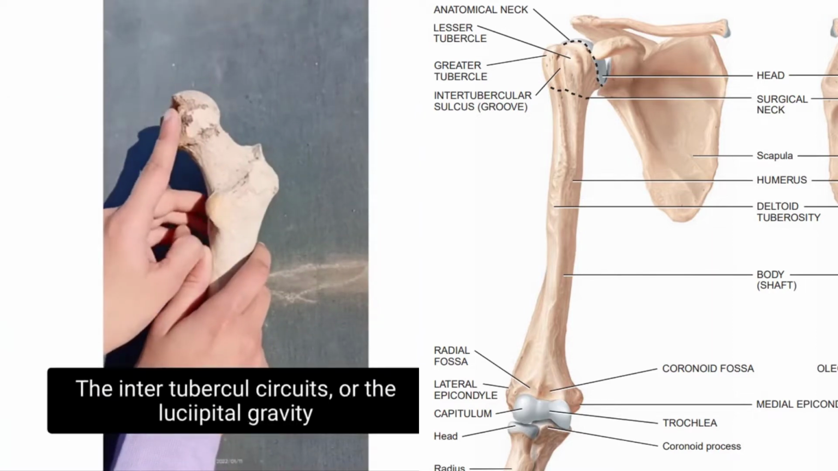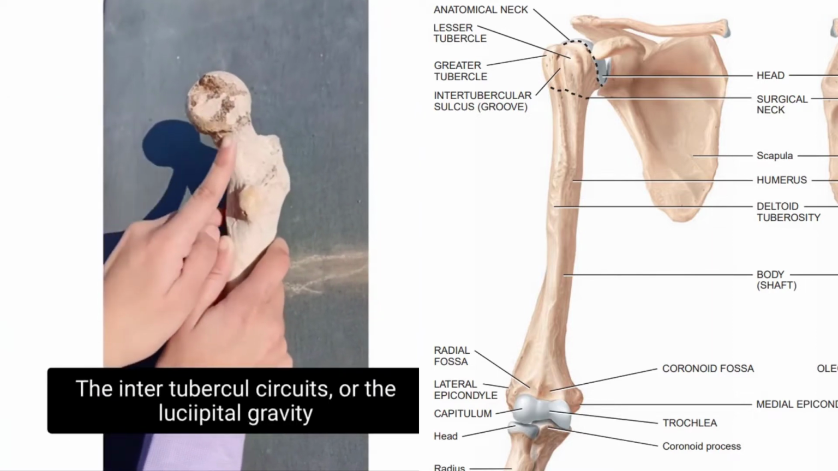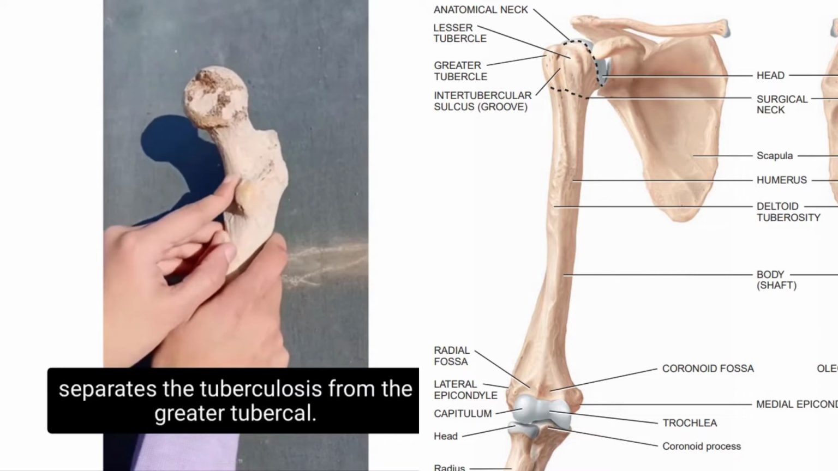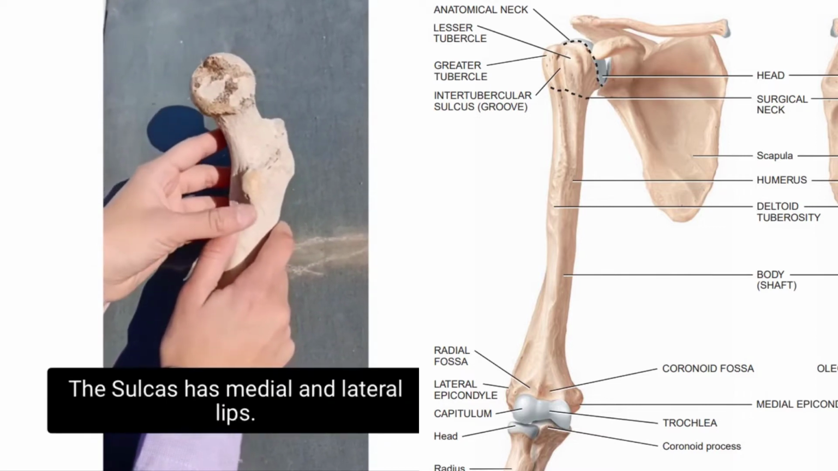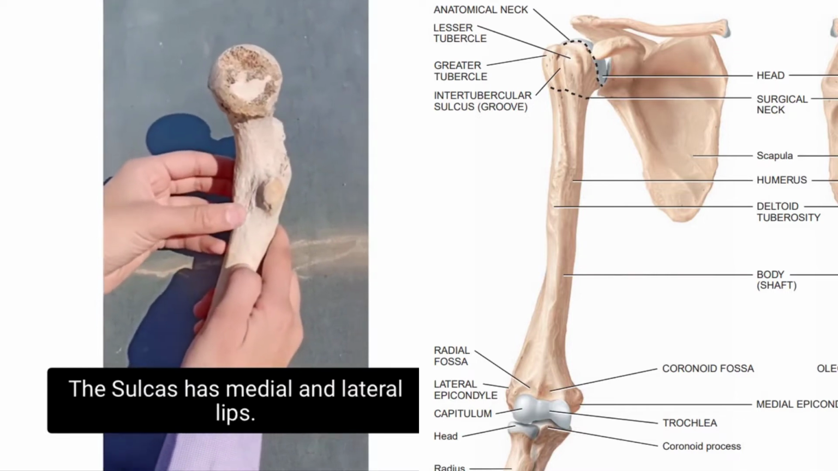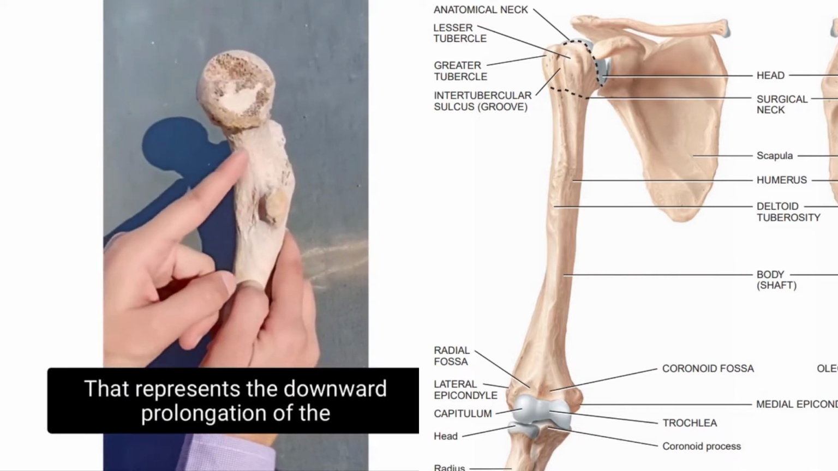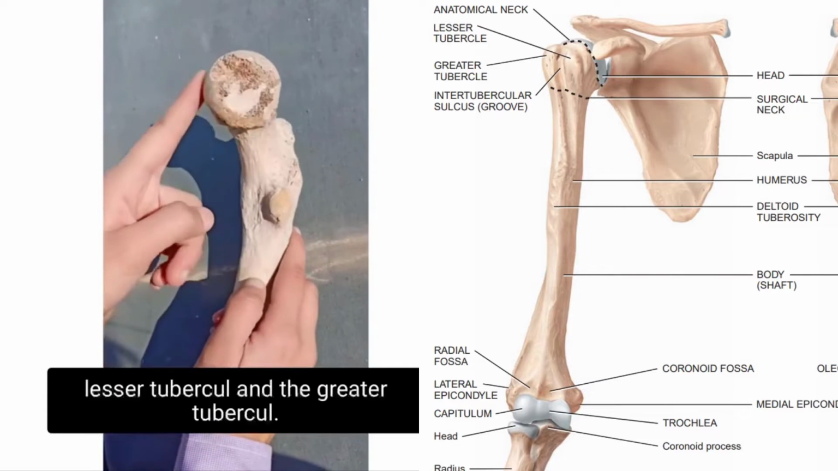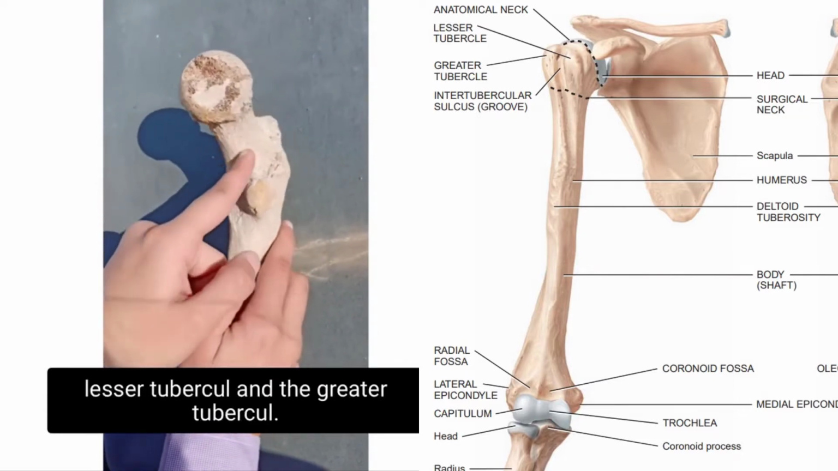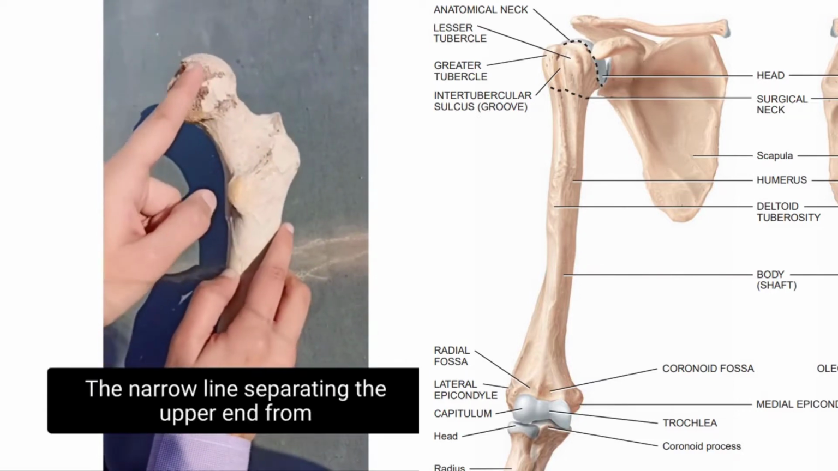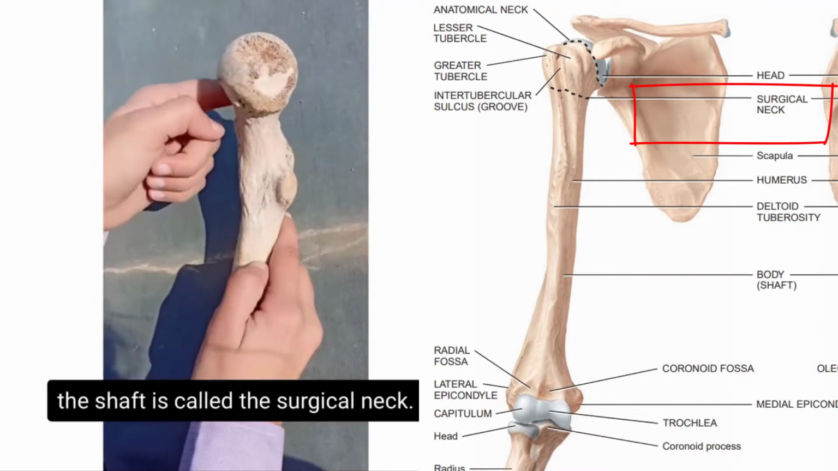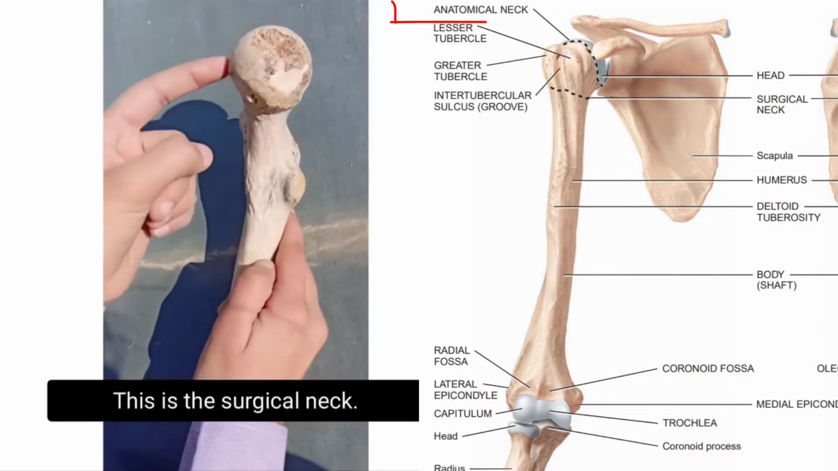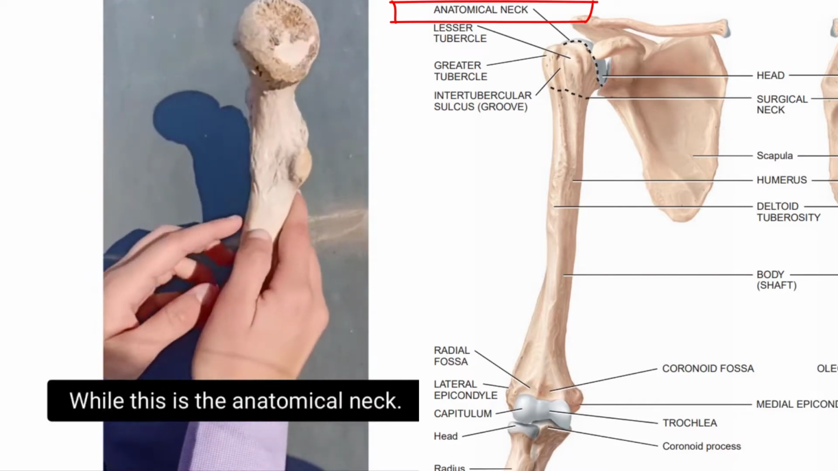The intertubercular sulcus or the bicipital groove separates the lesser tubercle from the greater tubercle. The sulcus has medial and lateral lips that represent the downward prolongation of the lesser tubercle and the greater tubercle. The narrow line separating the upper end from the shaft is called the surgical neck. This is the surgical neck, while this is the anatomical neck.